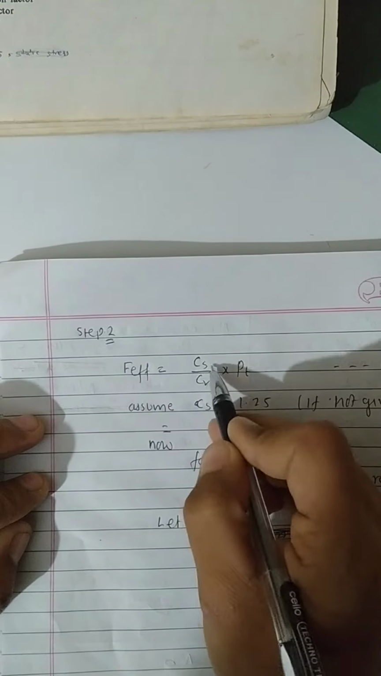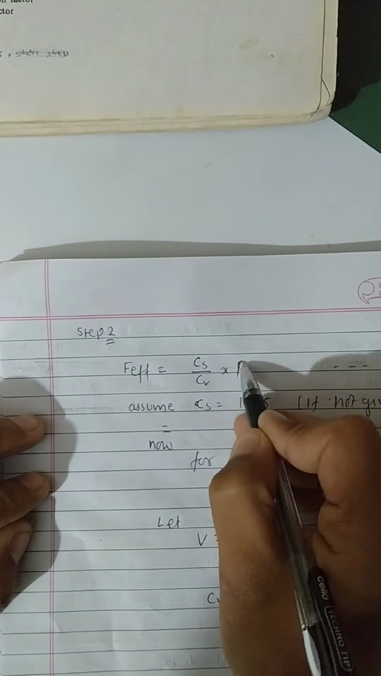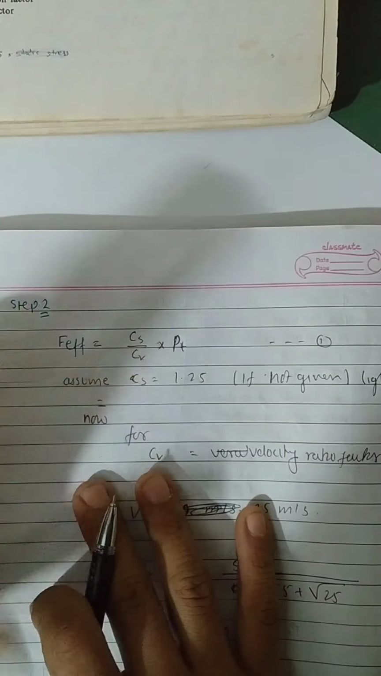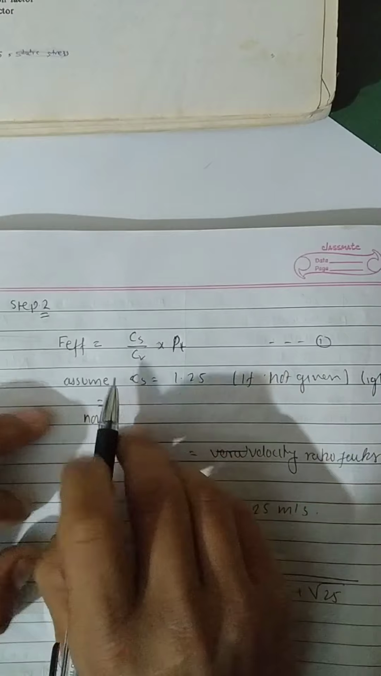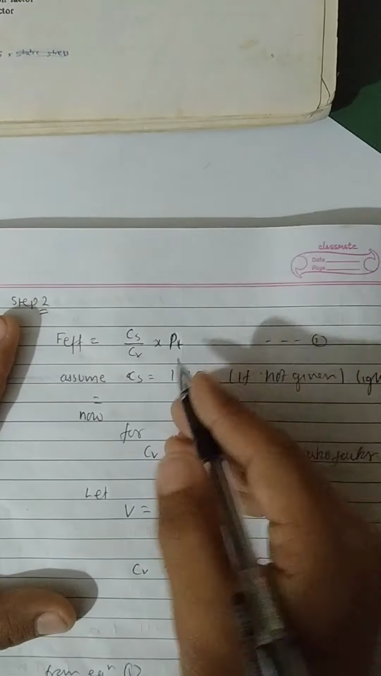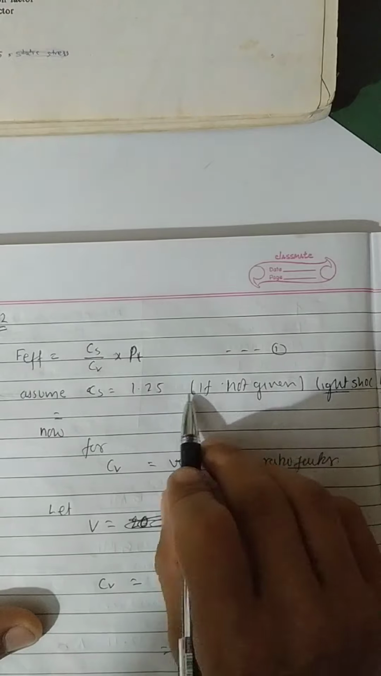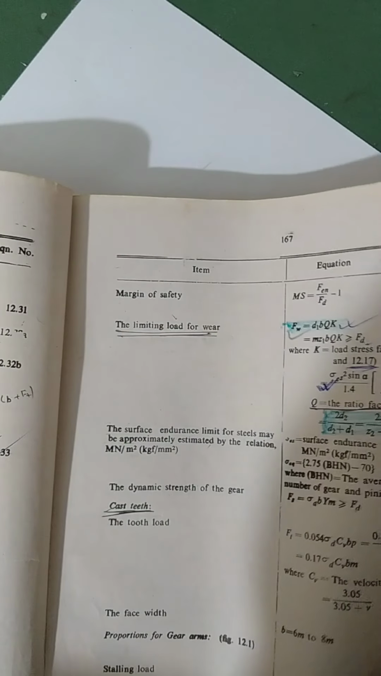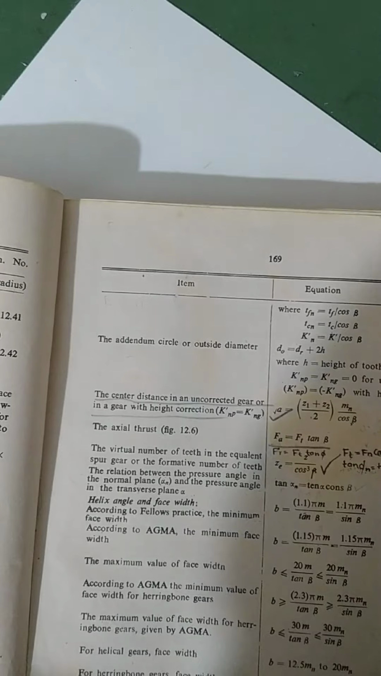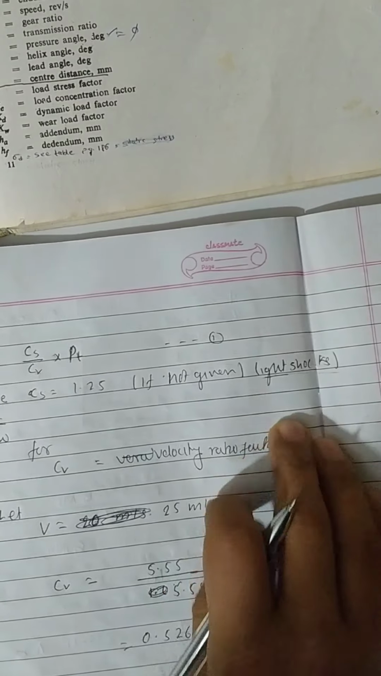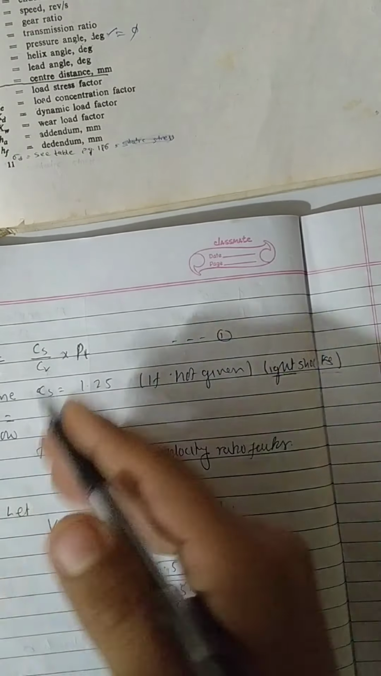In step 2, the effective force is equal to Cs by Cv, that is the service factor upon the velocity factor, into Pt, that is the load, which we found in step 1. Okay guys, assume Cs equals 1.25. If the service factor is not given, we assume Cs equals 1.25 for light shocks. You will know these things from the table. I have not written the source for this service factor here, so I will just source it.